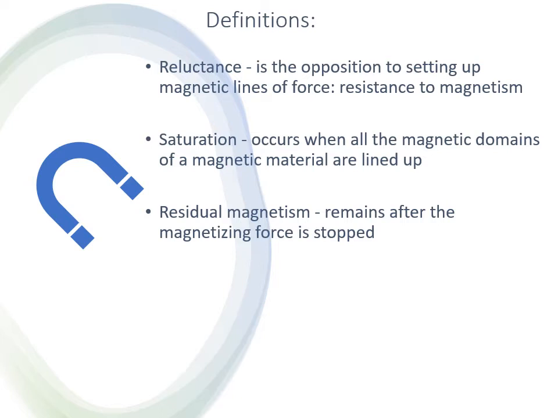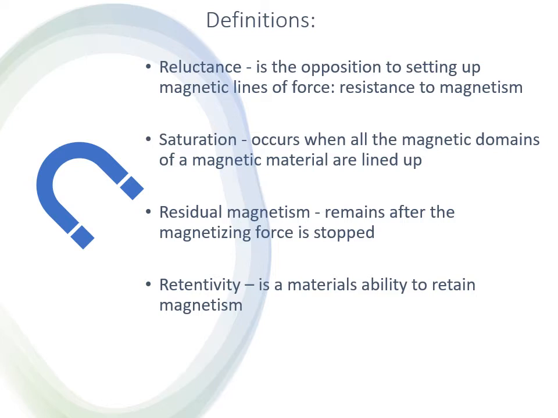Residual magnetism is the amount of magnetism that is left behind after a magnetizing force has been removed or stopped. Retentivity is a material's ability to retain magnetism after a magnetizing force has been removed. Retentivity is when a material retains some of the residual magnetism.